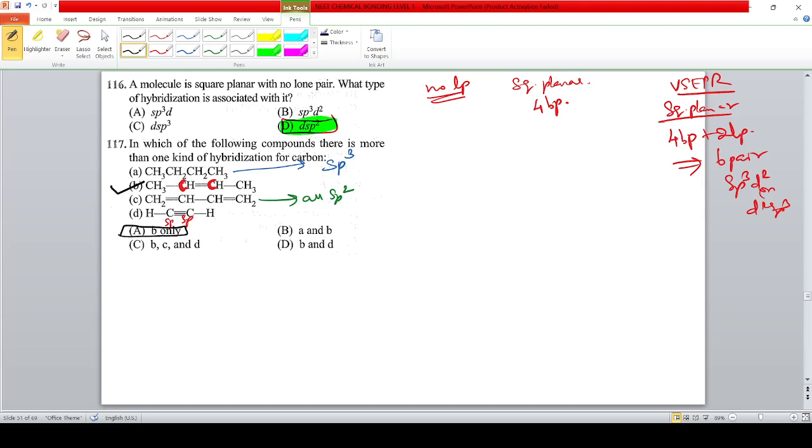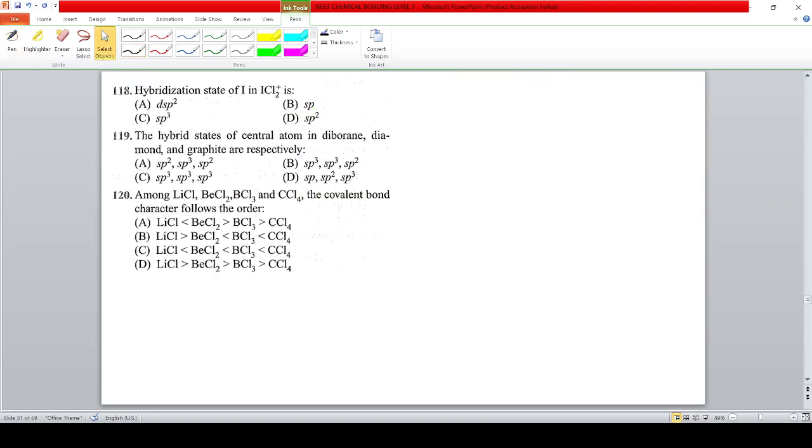So in option A, here all are sp3, here all are sp2, here all are sp. I am speaking about carbon alone.